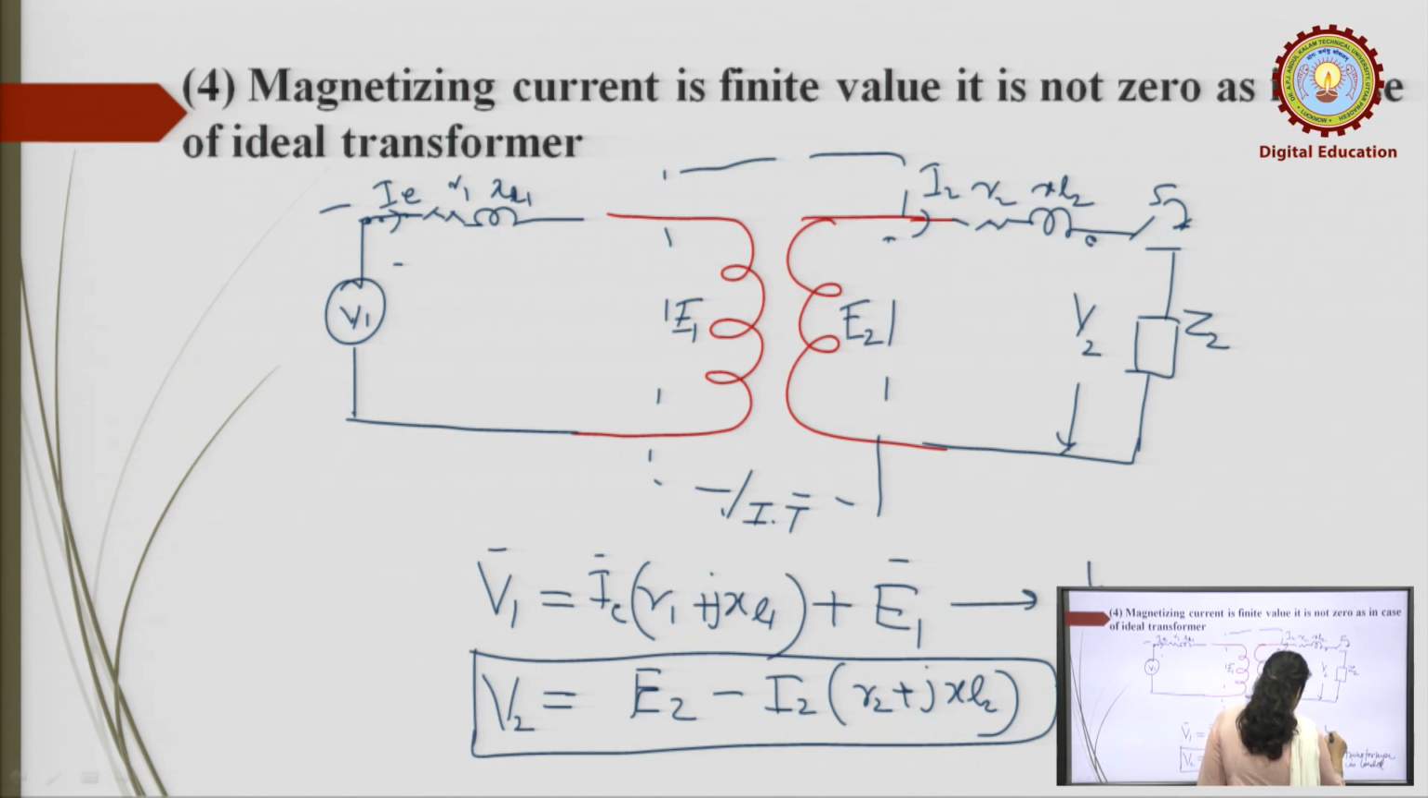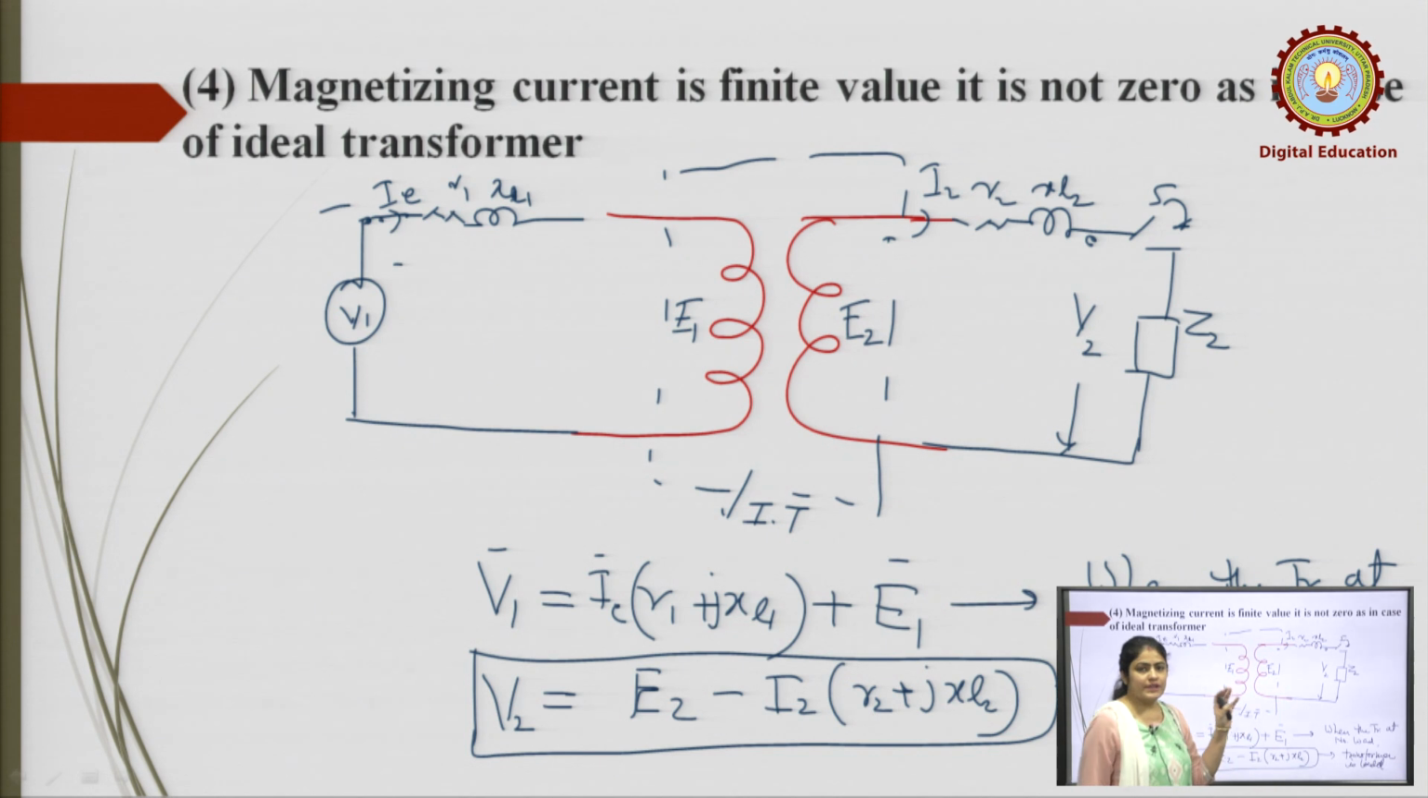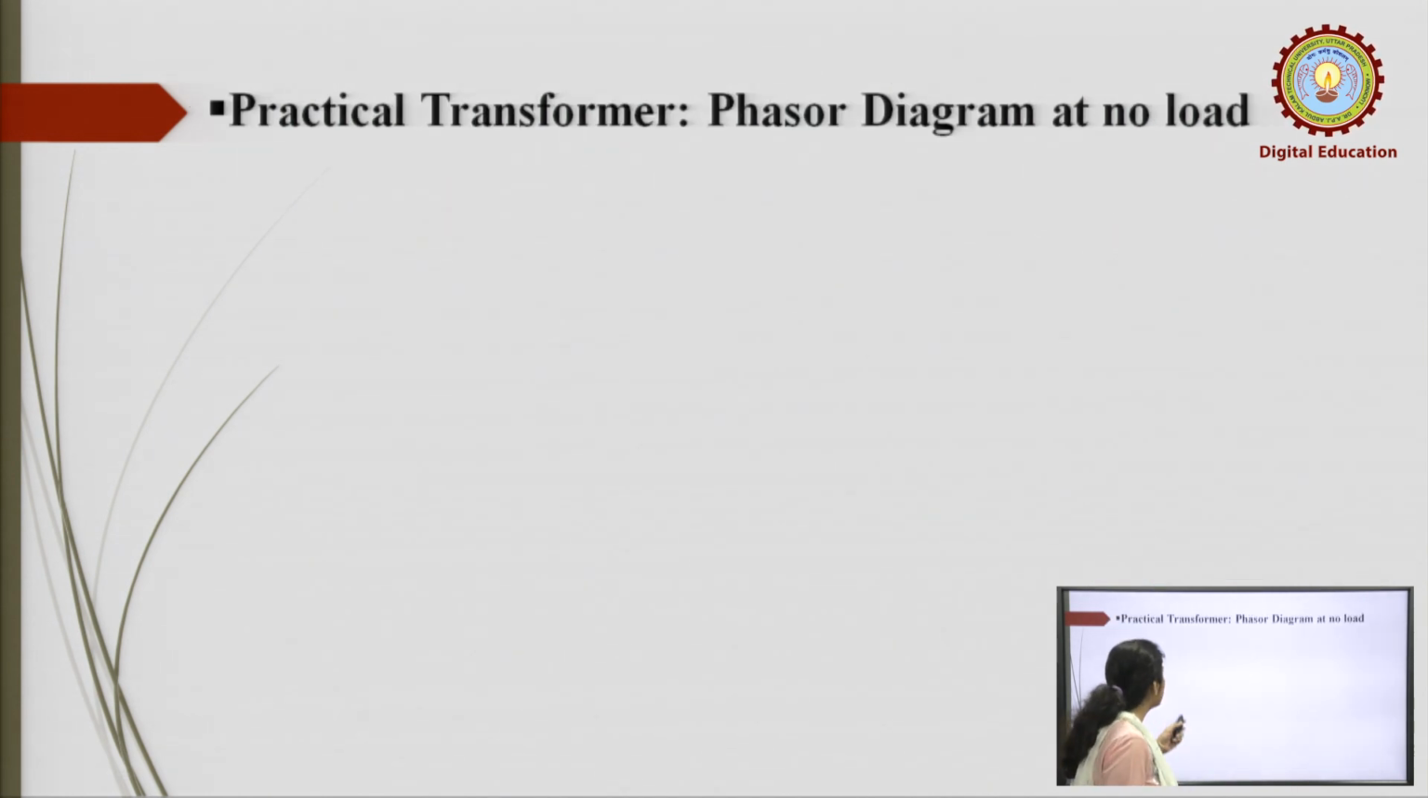This equation comes into the picture when the transformer is loaded, and this is when the transformer is at no load. So, you have seen how all these three realities are introduced in the practical transformer. Now, we combine all these things and draw the phasor diagram at no load.